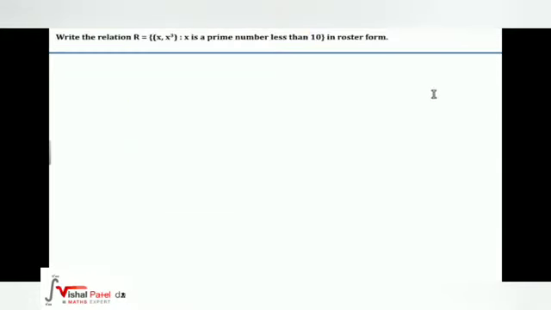Now move on to question number 7. Write the relation R is equal to {(X, Y) where Y is equal to X cube, X is a prime number less than 10}. Write it only in roster form.